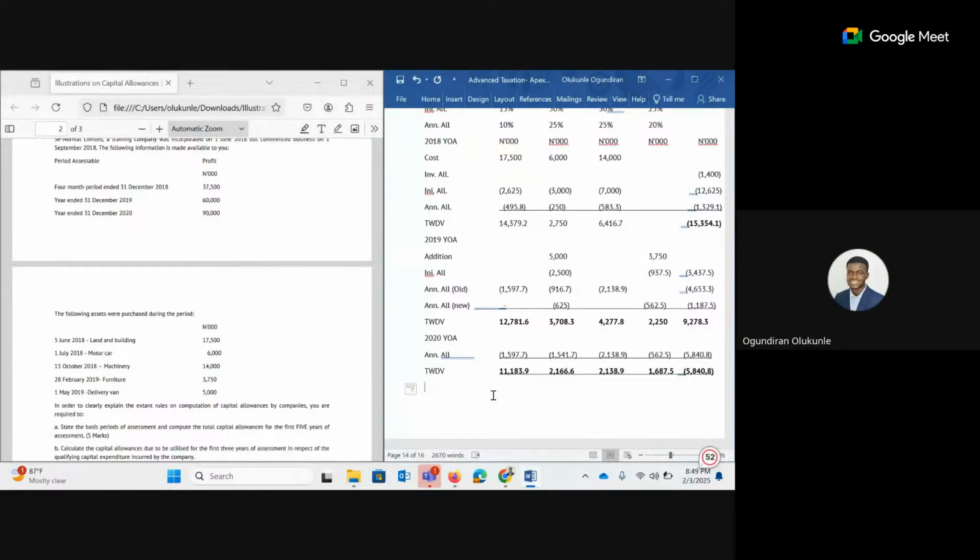To be safe, just do one digit. Just do one digit. You approximate to the nearest one digit. That's fine. Any question?